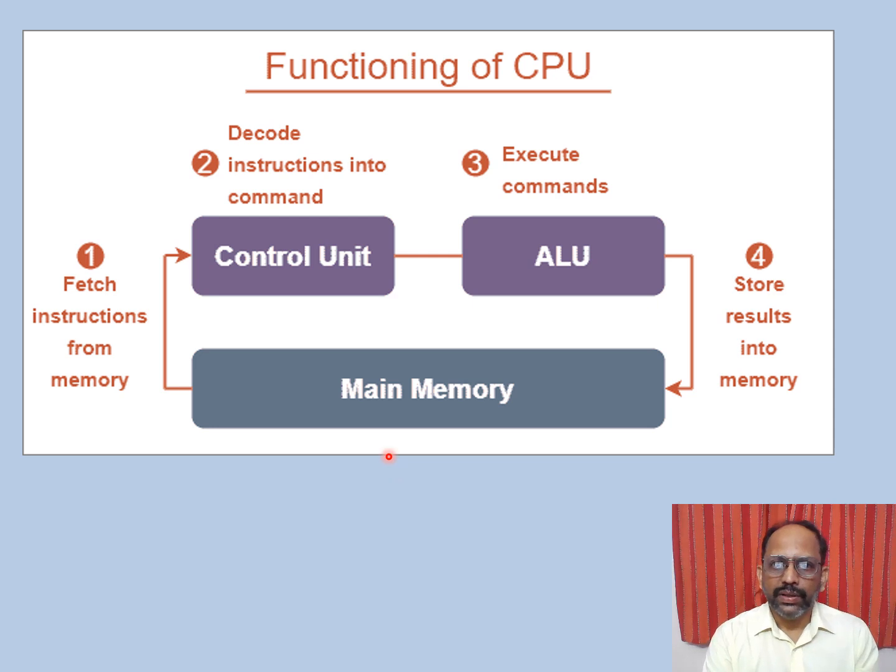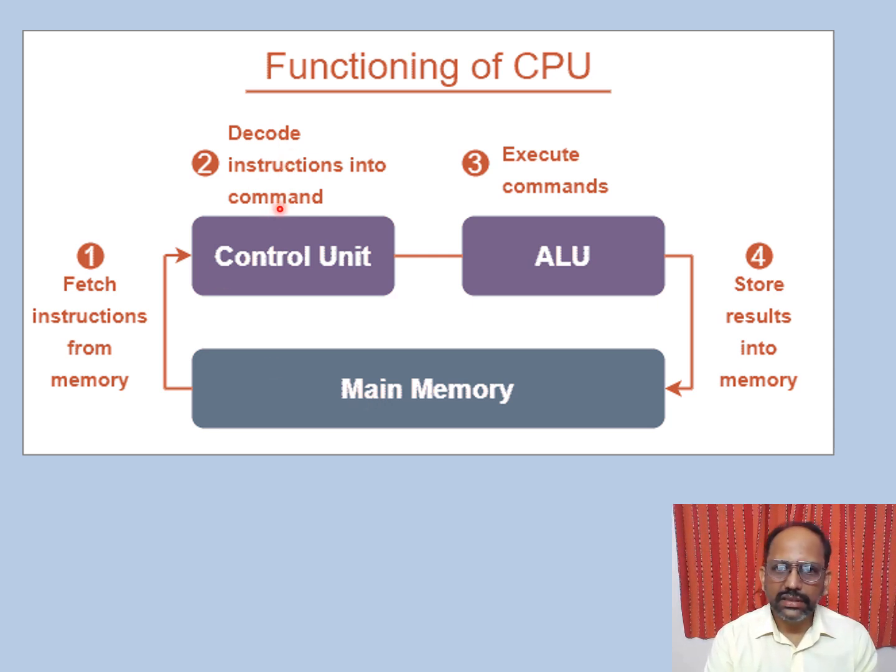So, the control unit is going to fetch the required data and the instruction from the main memory. It will decode the instruction into commands. Those commands will be given to ALU. The ALU performs all kind of calculations. That calculated result will produce another data, nothing but the result of the calculation. That result will be stored in the main memory.